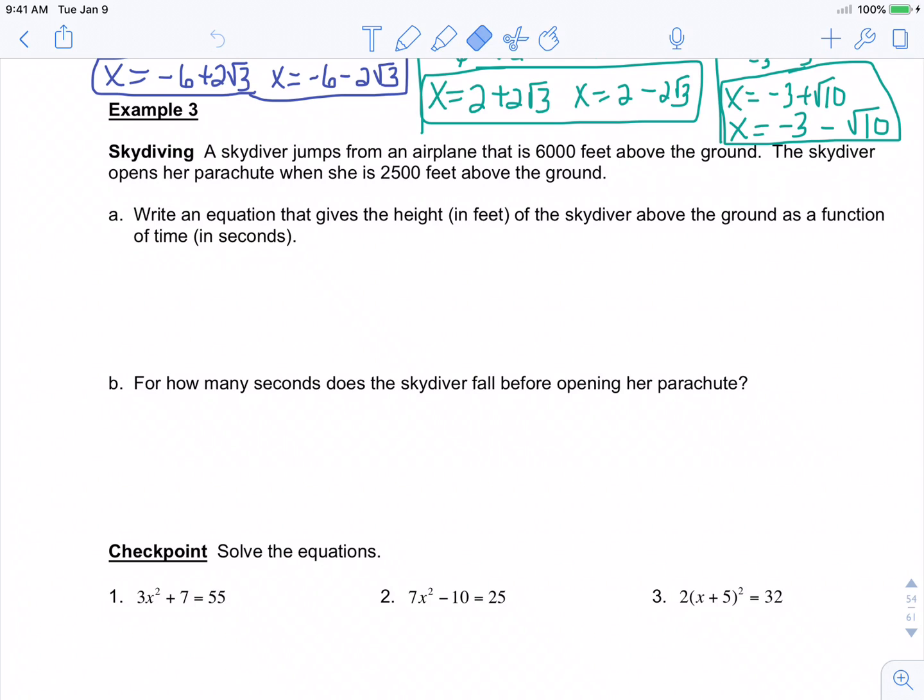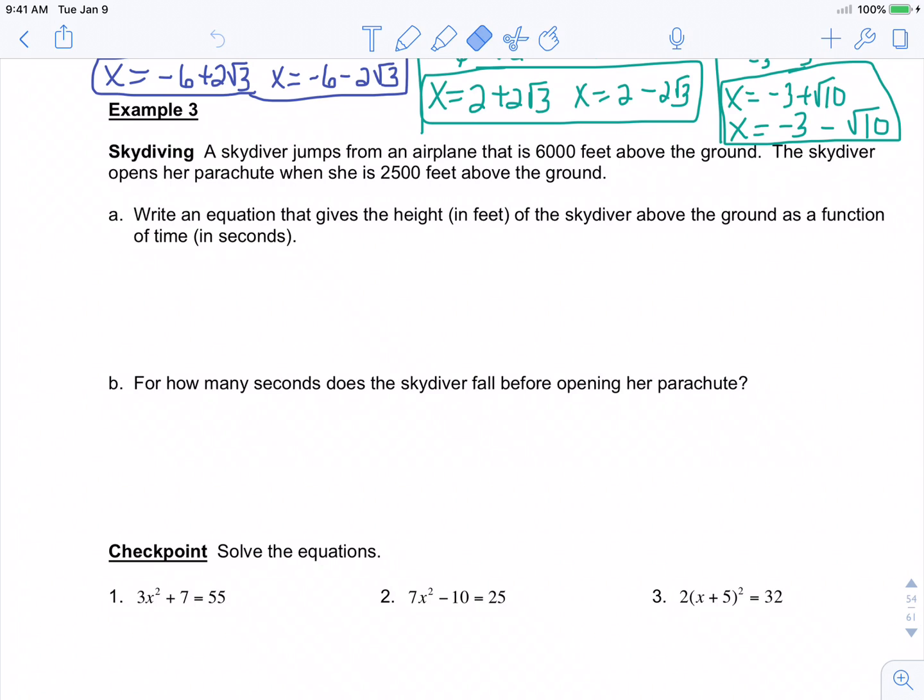So we have a skydiver who jumps from an airplane that is 6,000 feet above the ground. Now, if you're typically flying in an airplane, maybe going to Florida or California, usually the airplane is around 35,000 feet above the ground. So this is 6,000 feet. It really isn't that far. It's actually a little more than a mile above the ground. The skydiver opens her parachute when she is 2,500 feet above the ground.